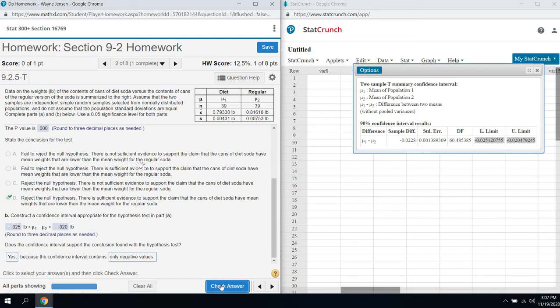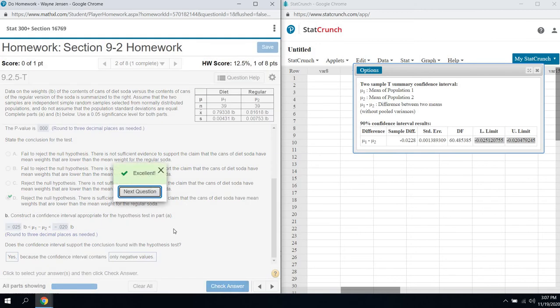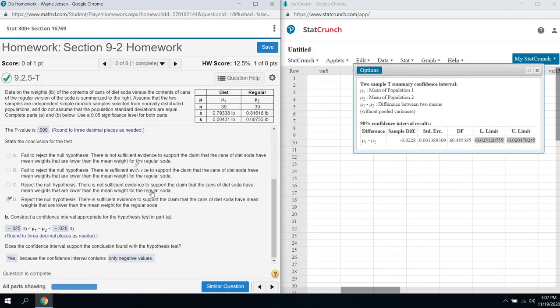Let me move my computer, see if it catches the internet better. There we go. Excellent. And we get to the next question.